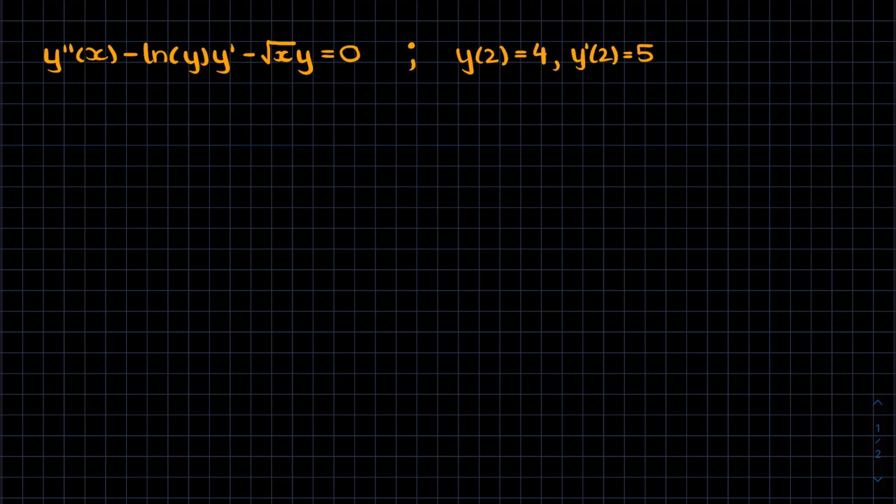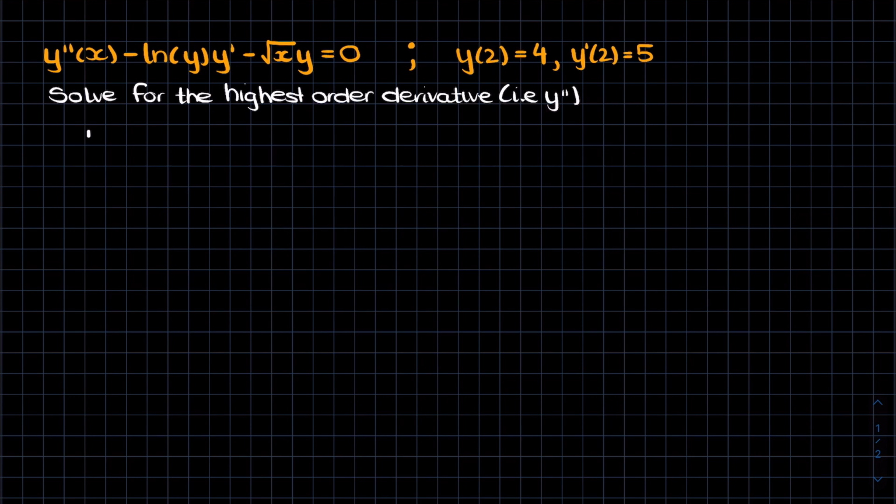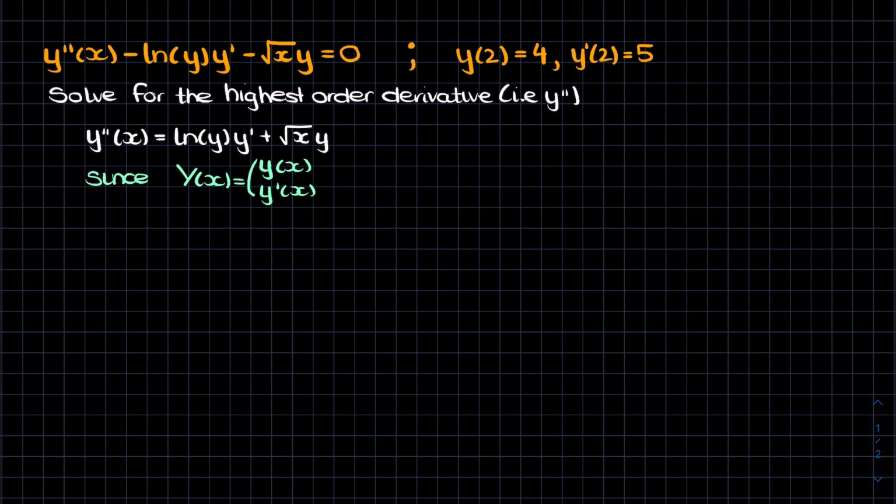Here we have a second order nonlinear ODE, and just like the last time, we're going to solve for the highest order derivative. So we get y double prime of x equals the natural logarithm of y times y prime plus the square root of x times y. Now we write exactly the same thing as in the first example, only this time we have 2 rows instead of 3 because we have a second order ODE, so y is going to go up to y2.